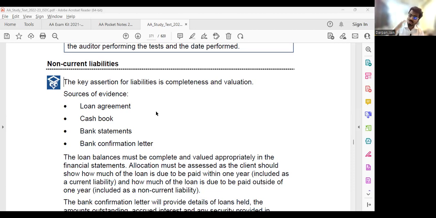Similarly, when you're paying the loan back afterwards, when you have to pay the principal back, that also will be recorded in the cash book. Similarly, these entries will also be there in bank statements, because the loan receipt, the loan disbursal, and the loan repayment is done through bank. So it will also be there in the bank statement.